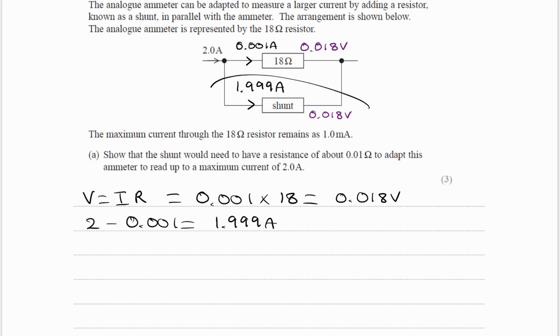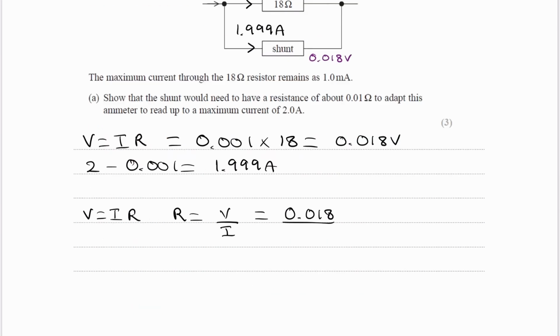And then finally, we can use these two values to work out the resistance. So we can use V is equal to IR again. Resistance is equal to voltage divided by current. So for the shunt, the voltage is 0.018 and the current is 1.999. And then we end up with the resistance being 9.00 times 10 to the minus 3 ohms, which is the same thing as 0.009 ohms. And that is approximately 0.01 ohms.